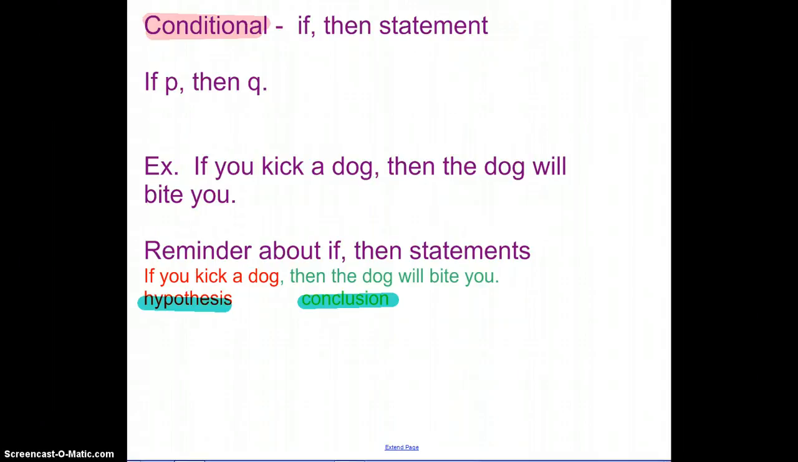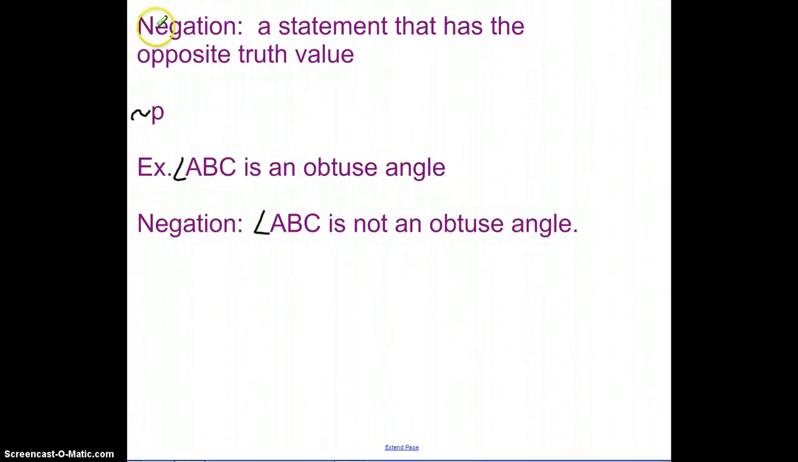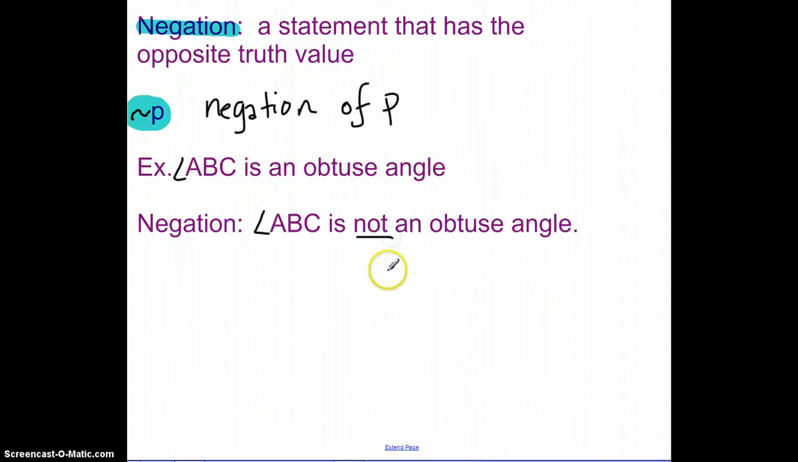So let's get to the first kind of example with this. It's actually the negation. The negation is when you take a statement and you write the opposite thing about it. So a lot of times people will use this symbol to stand for negation. This actually means the negation of P. So if you see kind of the little Nike swoosh, that stands for the negation of P. So if my example is that angle ABC is an obtuse angle, to do a negation would be to add this not in there. These two now have the opposite meaning of each other. And that's what a negation is.